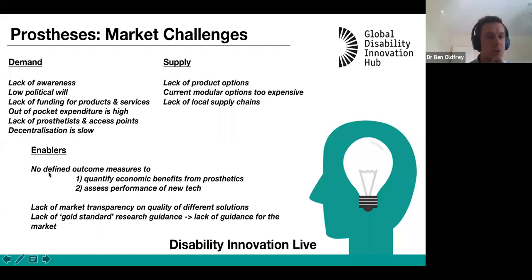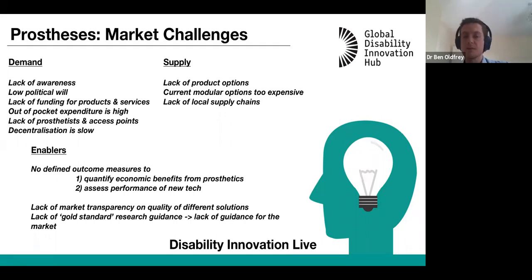So on this perceived lack of demand, the key problem here is just the lack of awareness from different stakeholders, users on what services are available, decision makers on the numbers of amputees that they could be helping, and many other points where lack of knowledge is problematic. A major thing that results in is low political will to enact and improve the situation. Also meaning that there's lack of funding, and that means that the out-of-pocket expenditure to the users at the end is often high. And we've mentioned local prosthetists and decentralization.